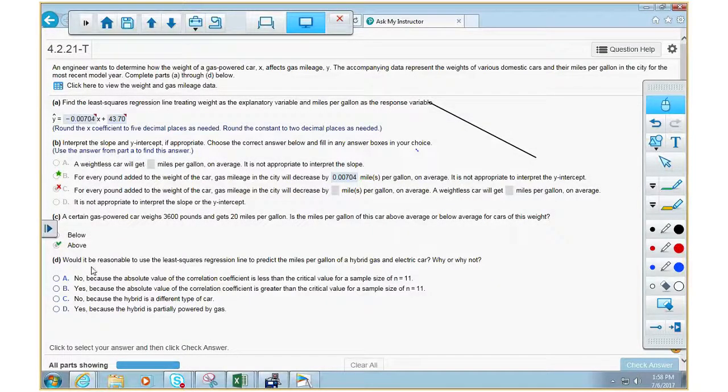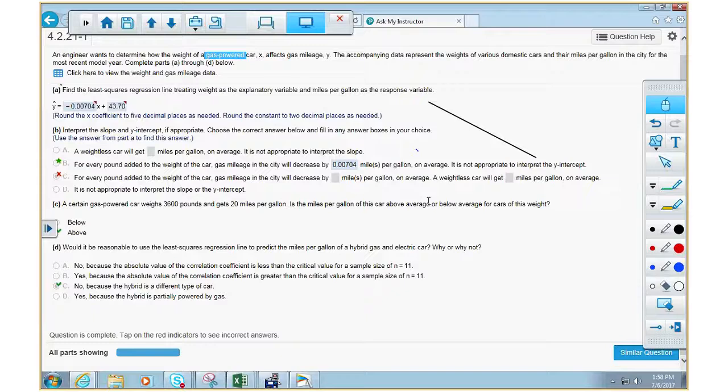Would it be reasonable to use the least squares regression line to predict the miles per gallon of a hybrid gas and electric car? Why or why not? I would say no, because a hybrid is a different type of car. That's common sense, just like you can't have a weightless car.